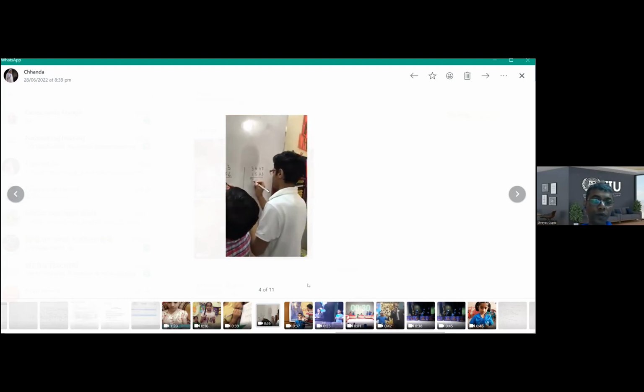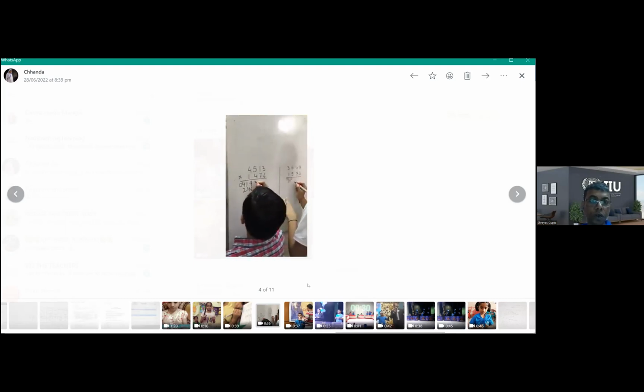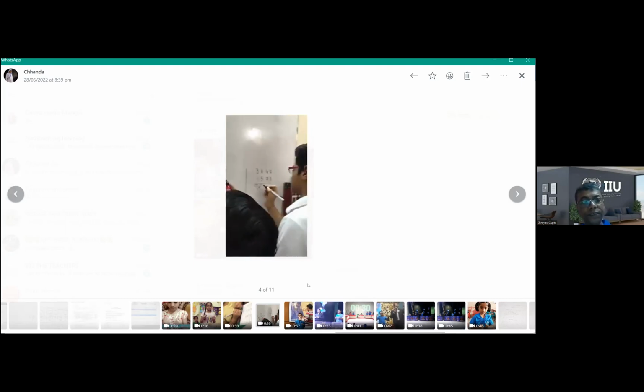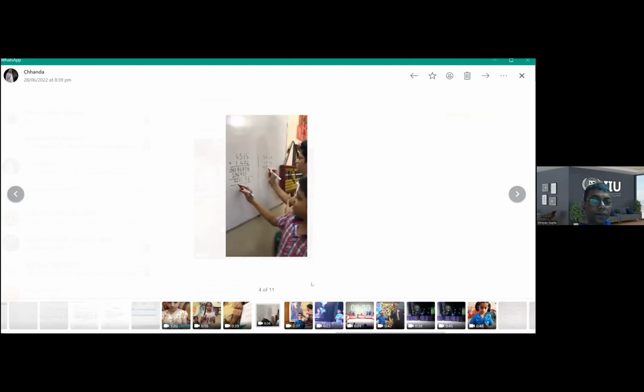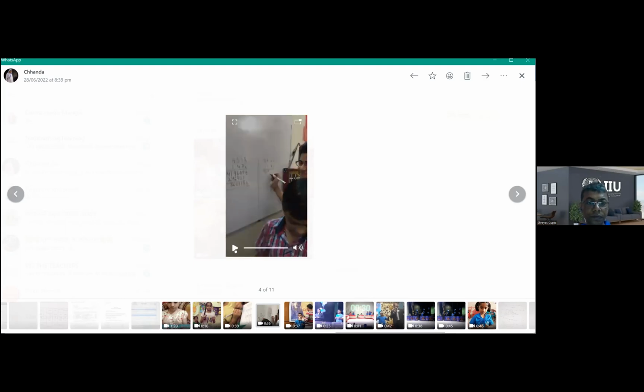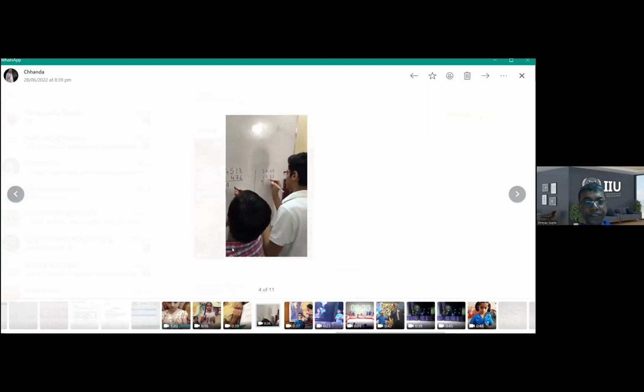It's a mental or visual abacus. Solve the 4-digit with 4-digit multiplications. The left side is the abacus students, and the right side is a normal student. Within 36 seconds. Okay, I repeat the video. The 4-digit with 4-digit.